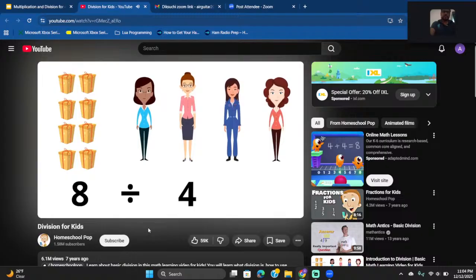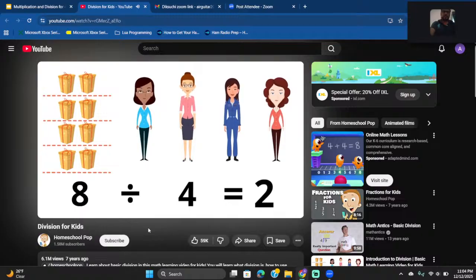Notice the division sign. We are going to divide or split up 8 by 4. Remember, to divide is to split up. Let's split these presents up into 4 equal groups. 1, 2, 3, 4. All right, how many presents does each woman get? 2. Each woman gets 2 presents.